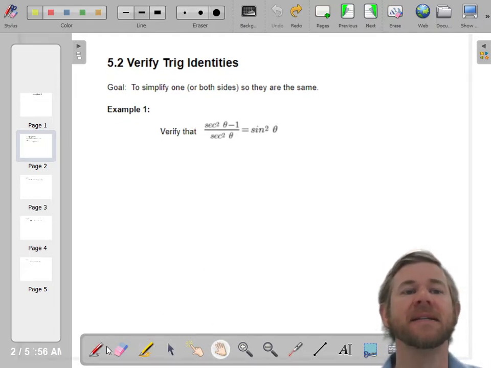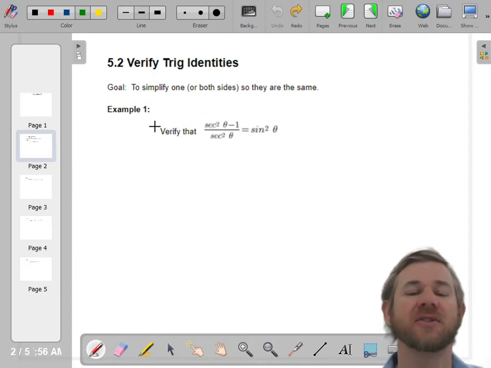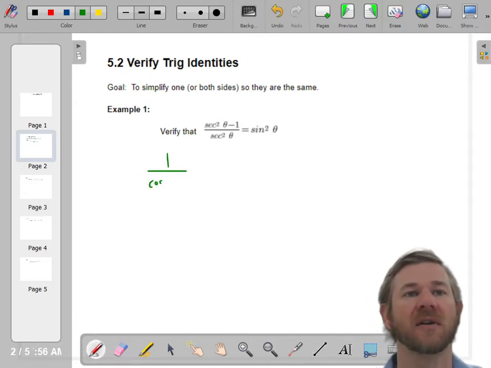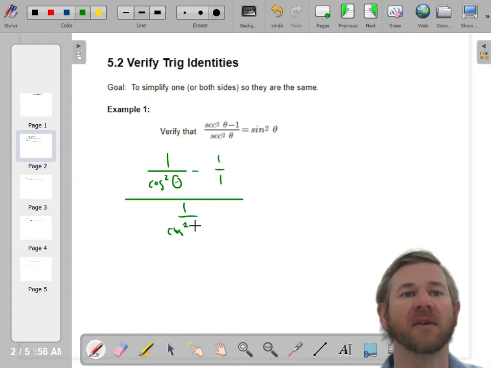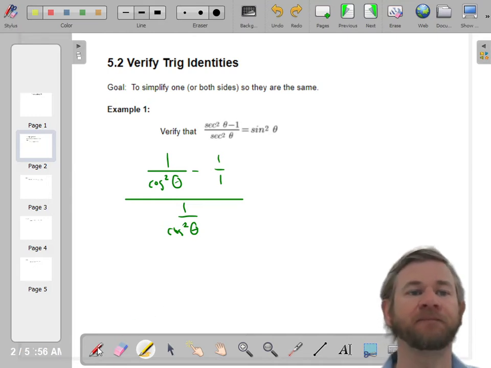So what I'm going to do is take this guy on the left, secant squared minus 1. Let's do the same strategies we did yesterday, which was, first of all, let's convert everything into sine and cosine. So do this minus 1 over 1, and this is all over 1 over cosine squared theta. Instead of secant, I'm writing 1 over cosine. 1 is just 1 over 1, and secant is 1 over cosine. So I'm just writing it in terms of sine and cosine.